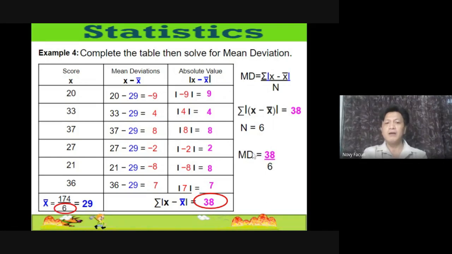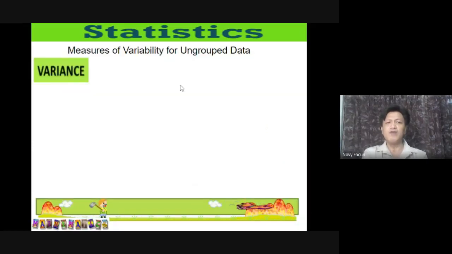And then, kapag nakuha na natin dyan, we can now substitute to the given formula. That is, mean deviation is equal to 38 divided by 6. Ibig sabihin yan, that is 6.33. Okay, so ganun lang kung paano mag-compute ng mean deviation of ungrouped data. Since wala naman tayong kino-compare ng another set of scores, so ganyan lang kung paano mag-compute. Okay, so with that, let's proceed now to variance.